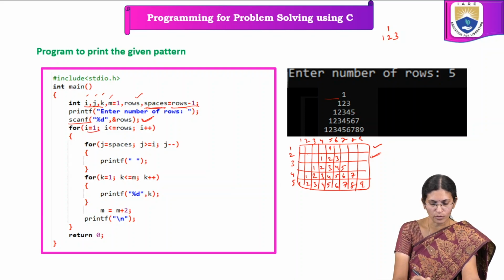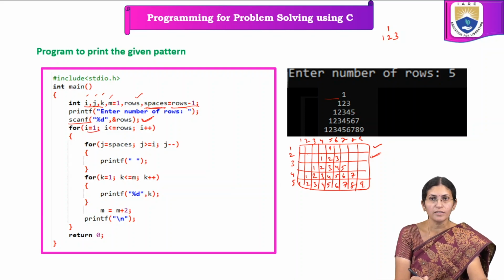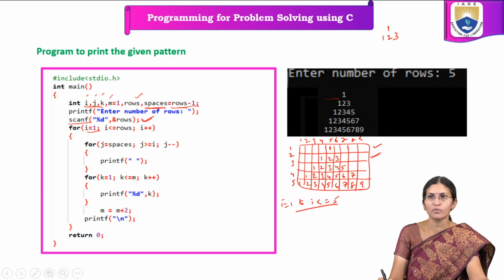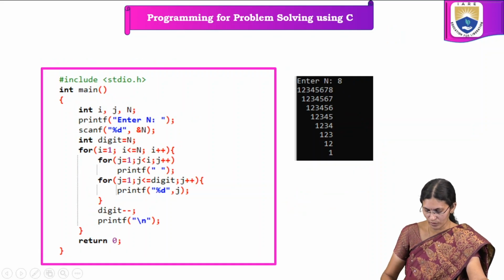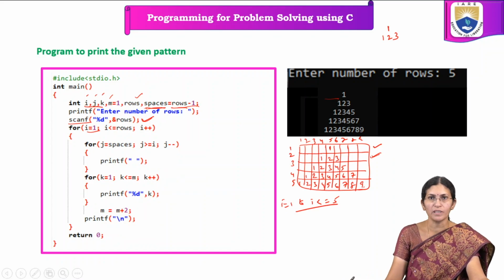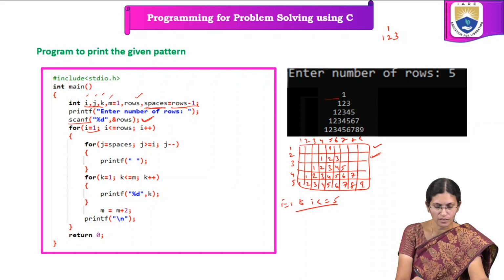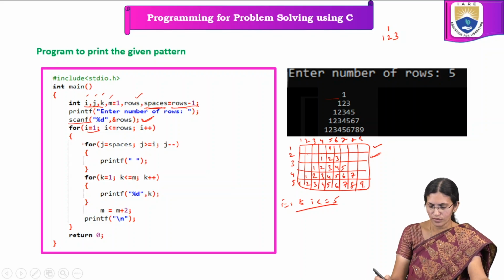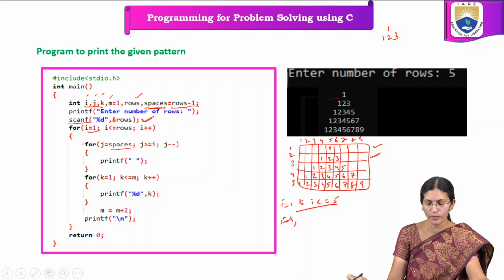So we need to have 3 for loops here. One for loop to iterate over the rows. I will vary while I is less than or equal to the number of rows specified by the user. Suppose rows is equal to 5. So this outer for loop will run 5 times, and 5 times the inner for loop statements will be executed. Now let us see how these statements are executed. So for I is equal to 1, j is equal to spaces.